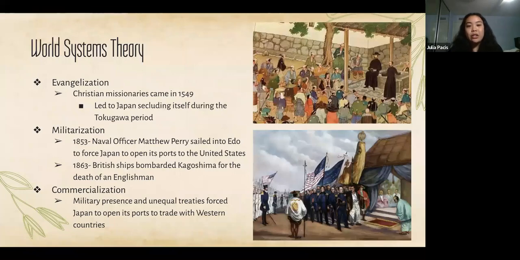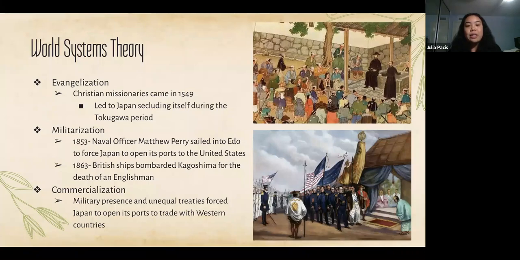And then in addition to the push-pull theory, we also need to talk about how these push-pull factors came to be, looking at it through evangelization, militarization, and commercialization. Christian missionaries first came to Japan in 1549, which led to Japan secluding itself during the Tokugawa period. However, in 1853, naval officer Matthew Perry sailed into Edo and forced Japan to open its ports to the United States, which ended this period of seclusion.